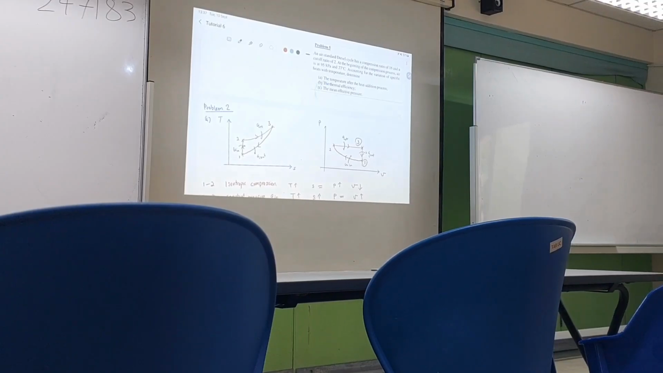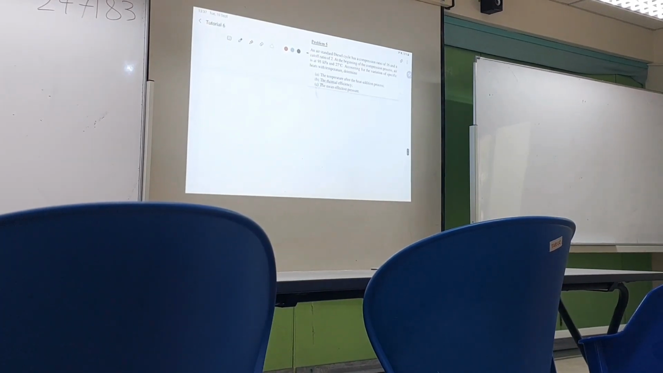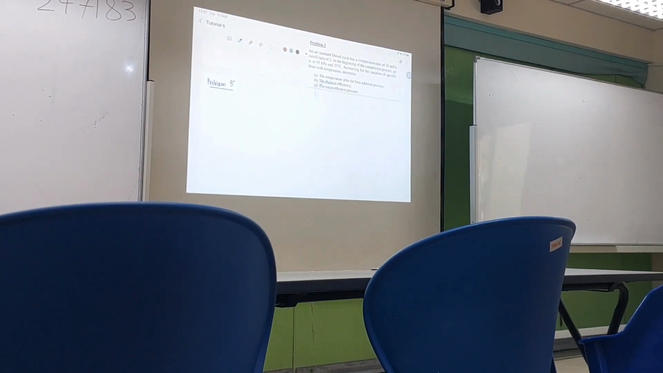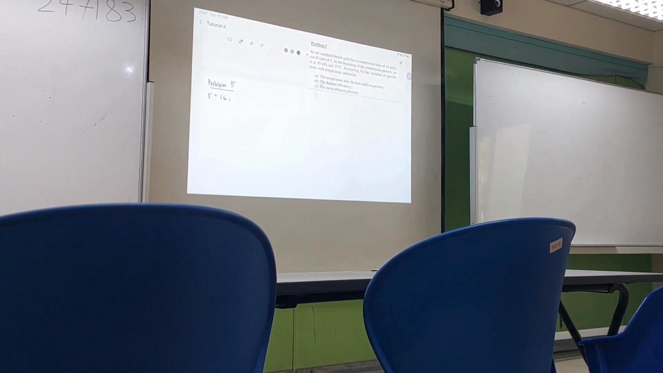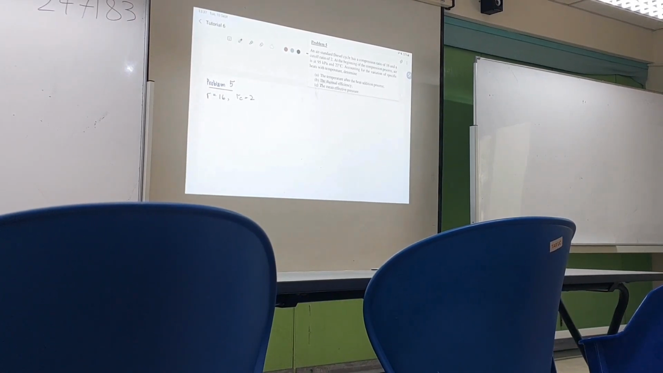Not the same as diesel cycle. Okay, you look at problem 5 quickly. So an air standard diesel cycle has a compression ratio of 16. So R is 16. Cut-off ratio is 2. So for the diesel cycle we have a new term that is called cut-off ratio.